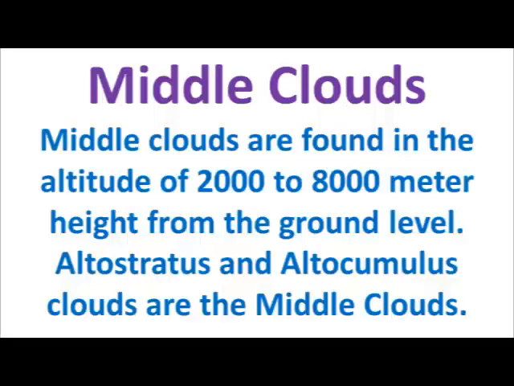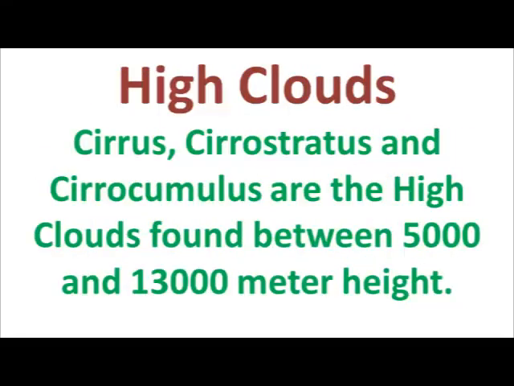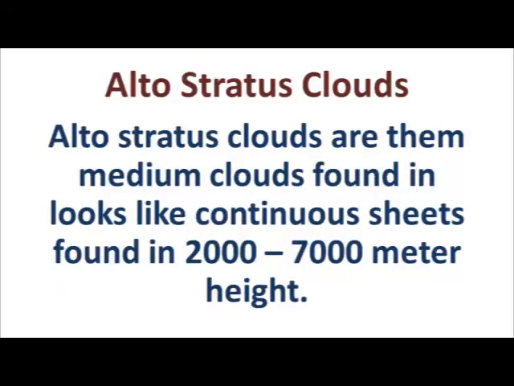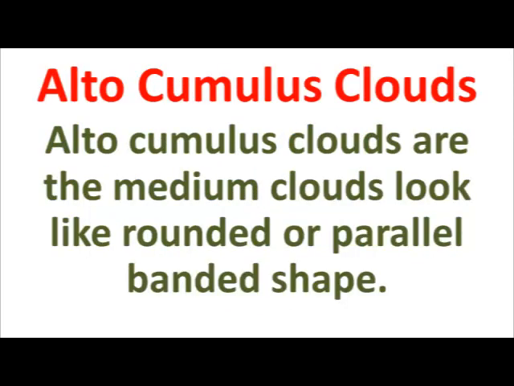Middle clouds. Middle clouds are found in the altitude of 2,000 to 8,000 meter height from the ground level. Altostratus and altocumulus clouds are the middle clouds. High clouds. Cirrus, cirrostratus, and cirrocumulus are the high clouds found between 5,000 and 13,000 meter height. Altostratus clouds. Altostratus clouds are the medium clouds that look like continuous sheets found in 2,000 to 7,000 meter height. Altocumulus clouds.